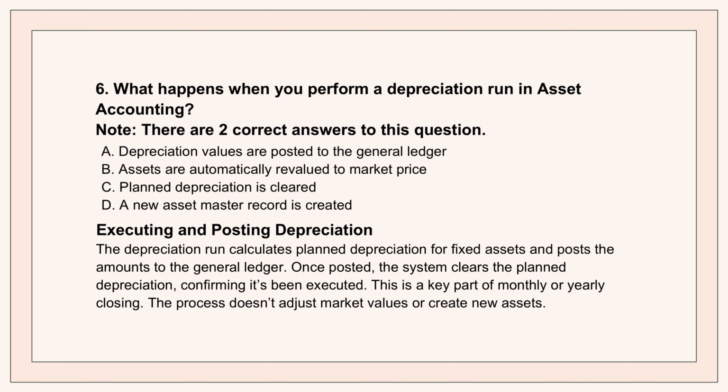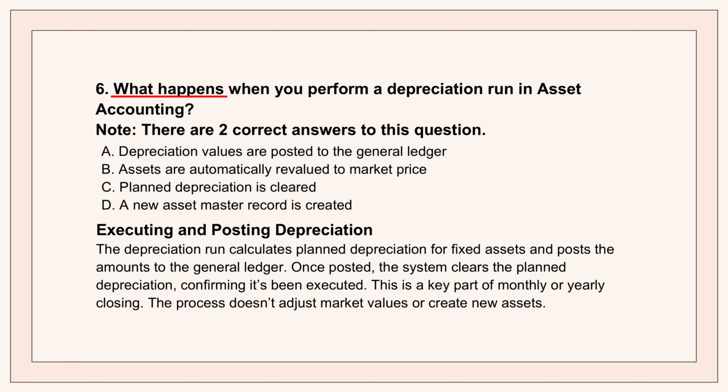Asset accounting again. What happens when you perform a depreciation run? Two correct answers needed. The depreciation run. A key periodic task. Choices are A, depreciation values are posted to the general ledger. B, assets are automatically revalued to market price. C, planned depreciation for the period is cleared. And D, a new asset master record is created.